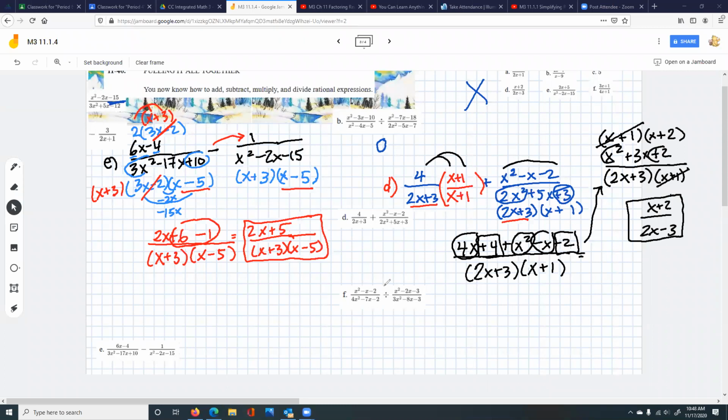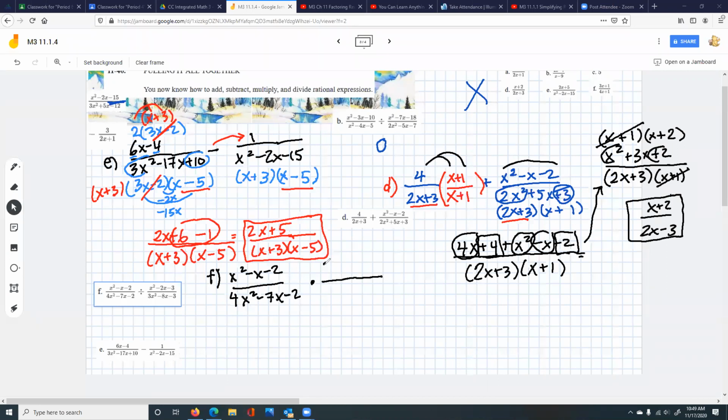Okay, lastly, F. I'm going to move F over a little bit so I have room. Move F way over here. And let me change my pen color. F is x squared minus x minus 2 all over 4x squared minus 7x minus 2. Instead of division, let's change it to multiplication and flip it over. So if I flip it over, I get 3x squared minus 8x minus 3. Denominator is x squared minus 2x minus 3.